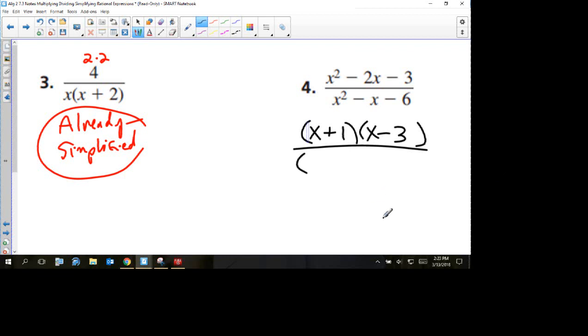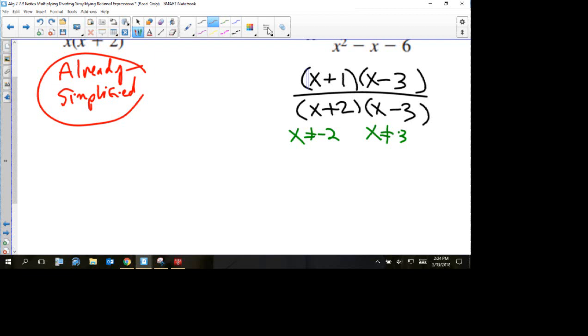Mark, you got your denominator for me? Yeah. You got it. Plus 2, x minus 3. Okay, so after you factor, Emma, what do we do next? Okay, so what can x not equal? Negative 2 or positive 3. David, what do I do next? Cancel out the x minus 3. Okay. And I have x plus 1 over x plus 2.